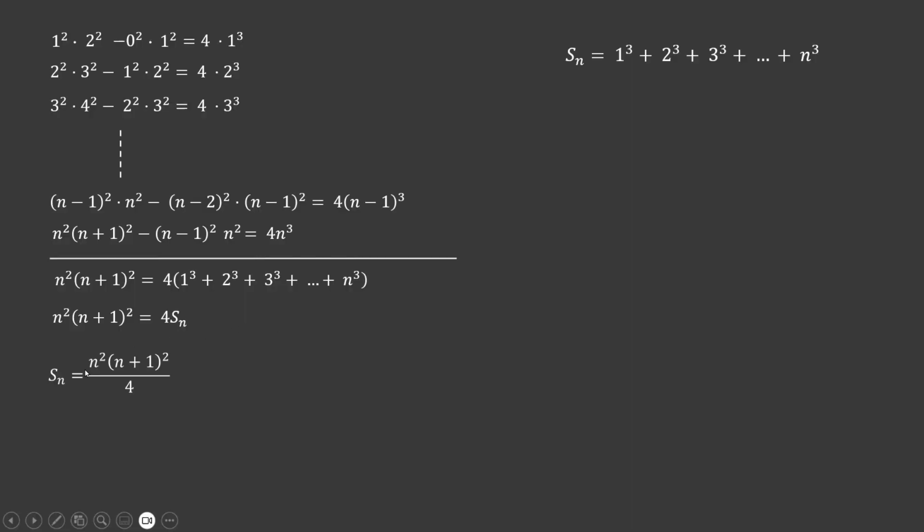So Sn is equal to n square into n plus 1 whole square upon 4. Or we can write it as square of n into n plus 1 upon 2. Now hold on. N into n plus 1 upon 2, this is actually the sum of first n natural numbers. So what do we see?